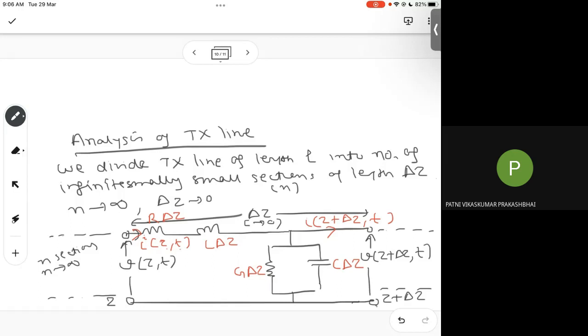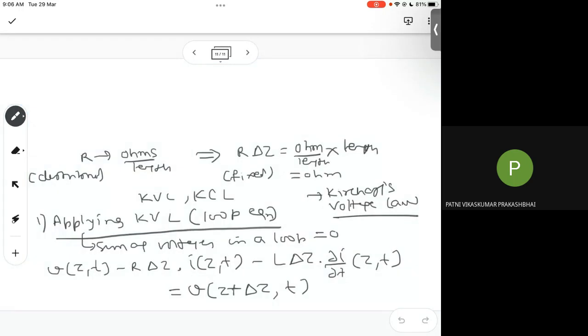That means the instantaneous voltage at Z plus delta Z, T is given by V(Z plus delta Z, T). So if I apply KVL here, that means the sum of voltages in a loop is equal to 0. My equation becomes like this. If you see, this is a voltage, this is another voltage, the output is a voltage, again in terms of voltage. So this becomes my simple equation.